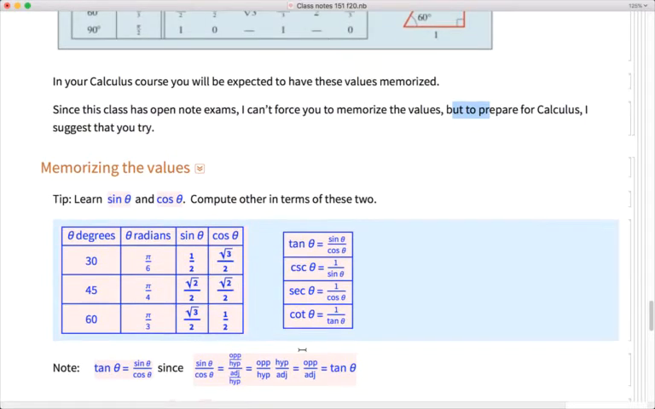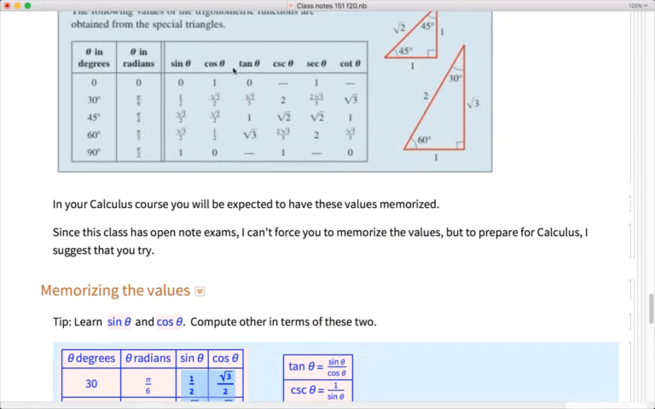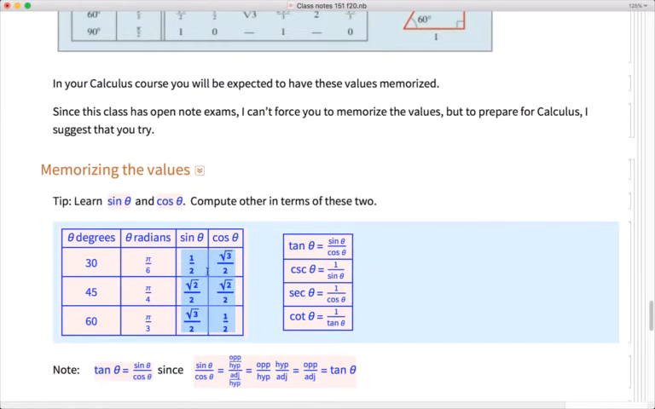And the first tip that I would have is that really all you want to try to do is learn the sine and the cosine values. Up here it's listing out all 6 of the ratios, and that seems kind of excessive. If you learn just the sine and the cosine, and then keep track of how the other 4 trig ratios can be computed in terms of these, then you won't have to memorize so much.